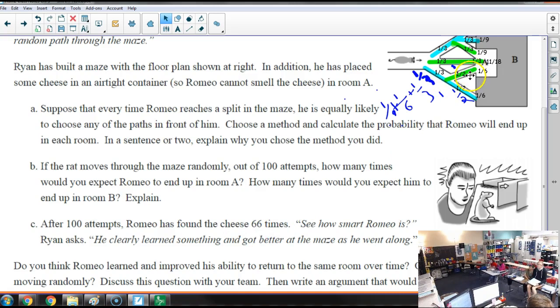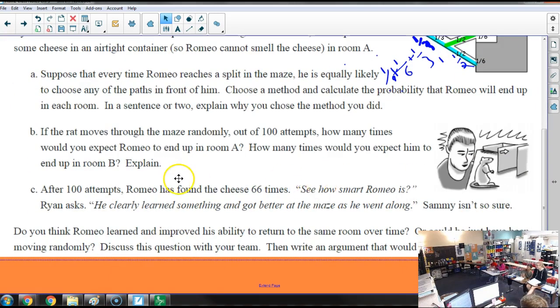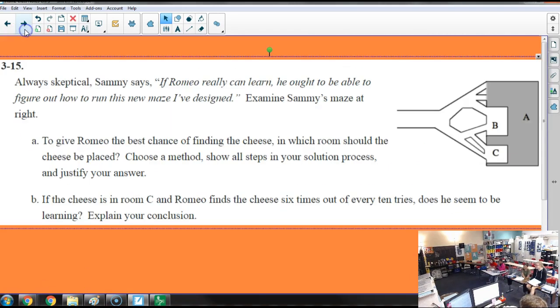Maybe he learned that the cheese was in room A. Sometimes they'll put the stuff out here, sometimes they'll put it here. A lot of times they put the thing they're trying to find in the more difficult region, but this time they put it in the easier region. It's not really mean, it's just research.